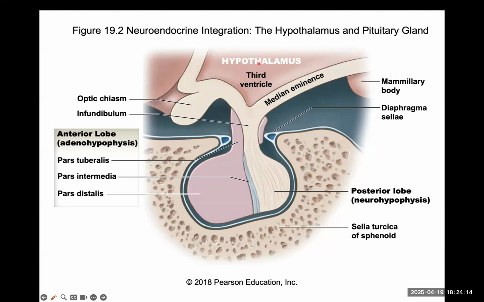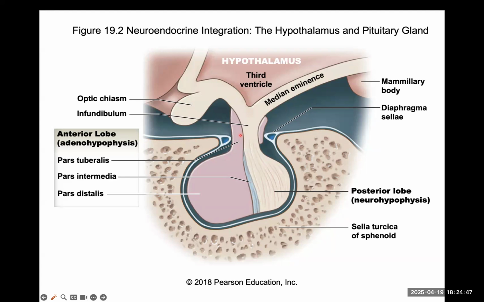So it's going to be connected, and the name of the stalk that's connecting it is called the infundibulum. The definition of that is something that connects to something. We're going to see this term again when we talk about the female reproductive system, because the ovaries are connected to the uterus using a fallopian tube, and part of the fallopian tube is called infundibulum. So the infundibulum is also called the pituitary stalk. So that's the same thing.